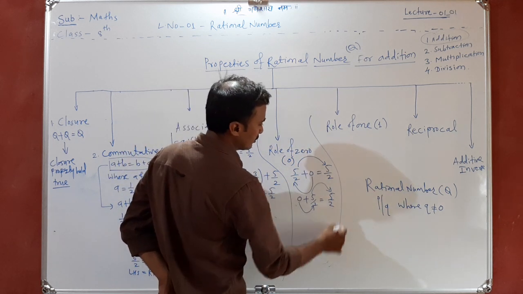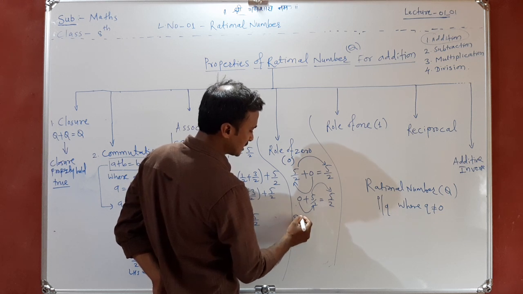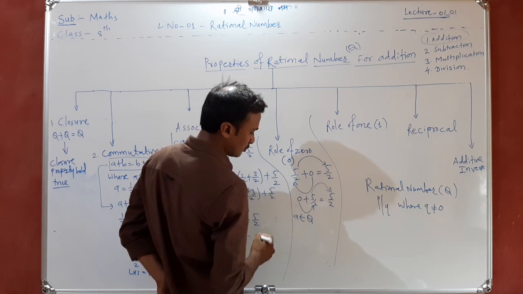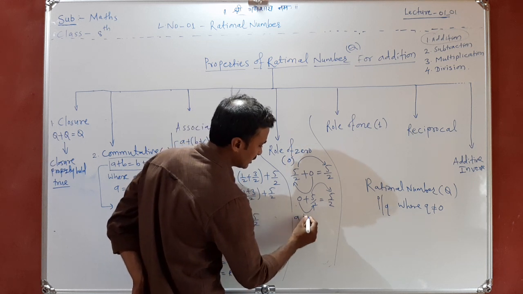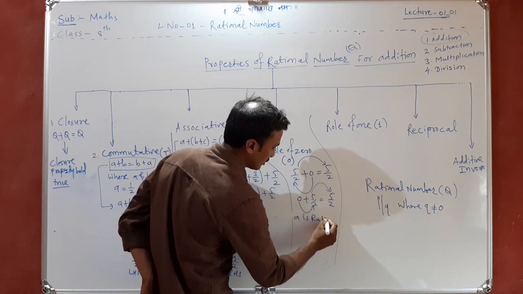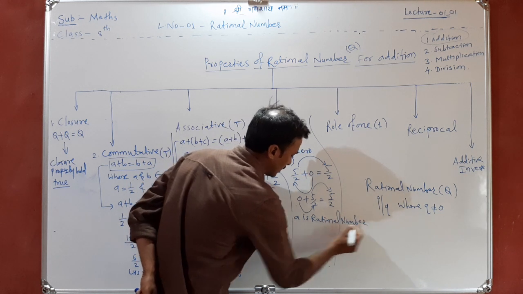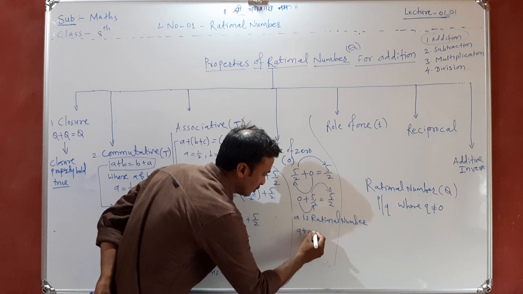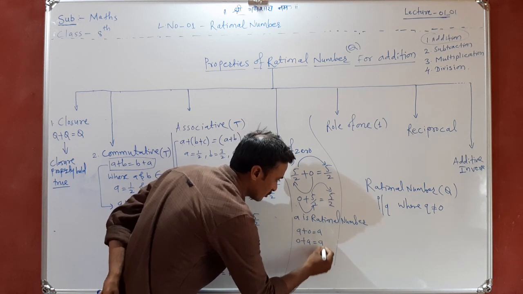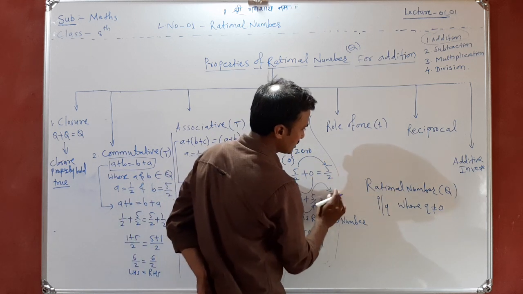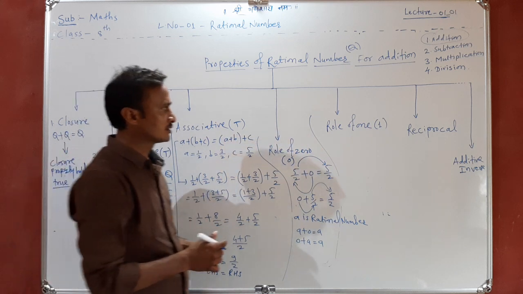We can write it like this: if A belongs to Q, that means A is a rational number, then A plus 0 is equal to A and 0 plus A is equal to A. This is the property of 0, or the role of 0 in a rational number.